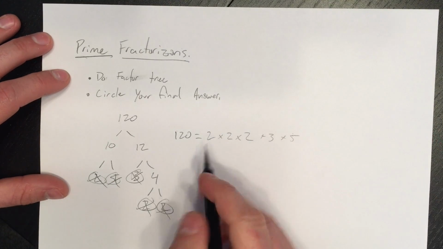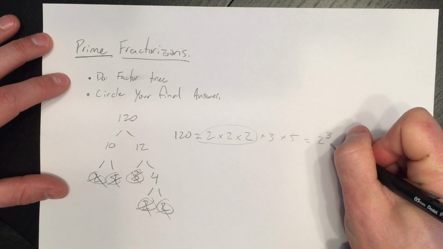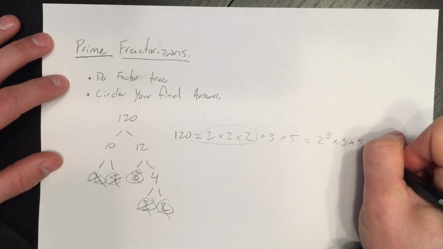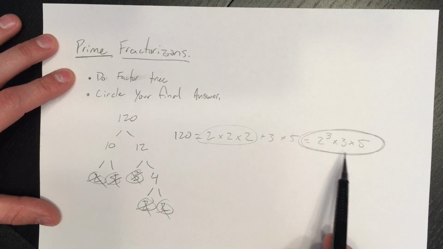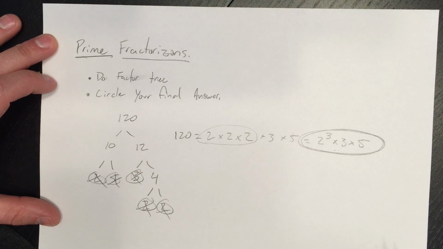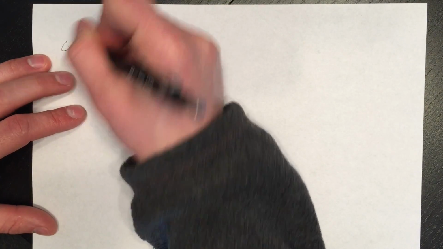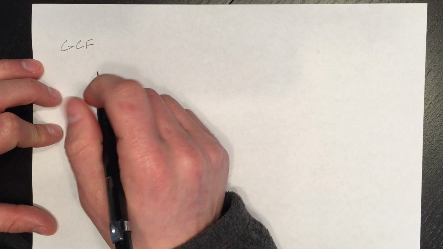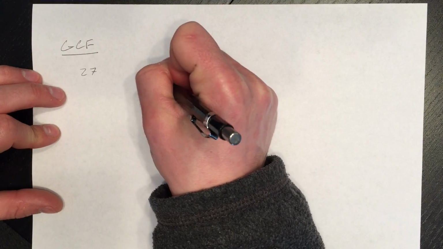All right, so we can smash these together and we can say 2 to the third power times 3 times 5. This is your final answer. So I circle it just like that. All right? And that is how you do prime factorizations. Okay, let's find the greatest common factor of two different numbers. And let's do 27 and 42.